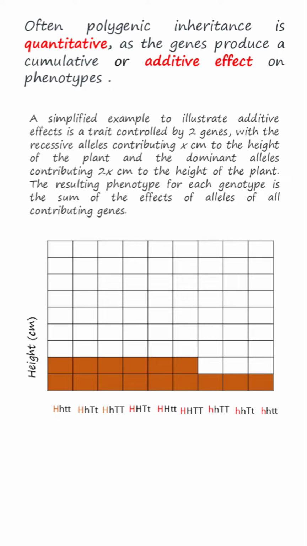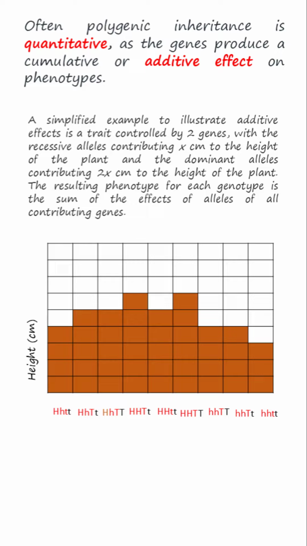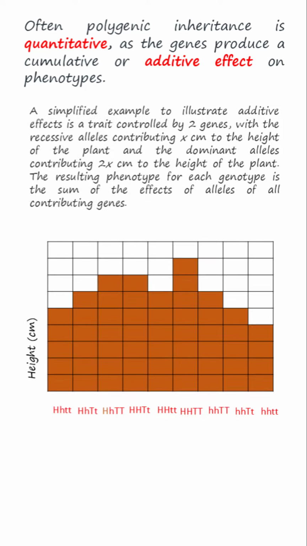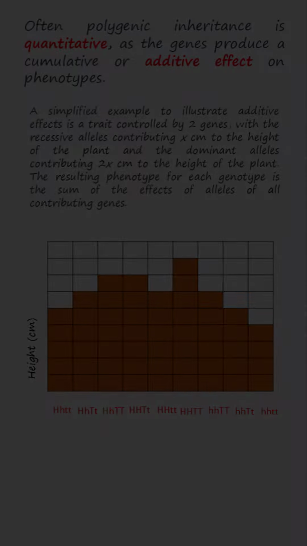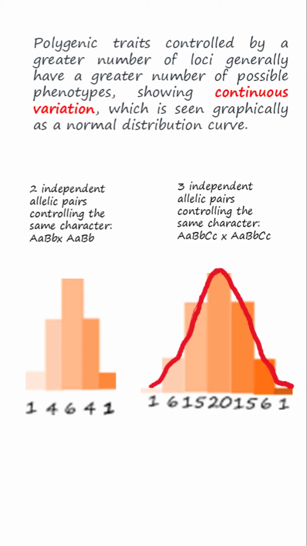A simplified example to illustrate additive effects is a trait controlled by two genes, with the recessive alleles contributing x centimeter to the height of the plant and the dominant alleles contributing 2x centimeter to the height of the plant. The resulting phenotype for each genotype is the sum of the effects of alleles of all contributing genes in the individual. Polygenic traits controlled by a greater number of loci generally have a greater number of possible phenotypes, showing continuous variation, which is seen graphically as a normal distribution curve.